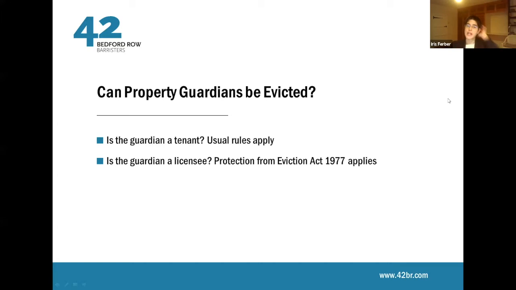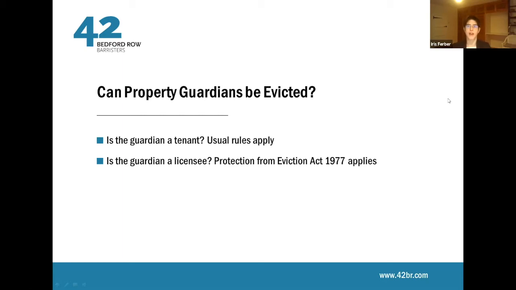If the guardian is a licensee, and remember, that doesn't depend on whether the freeholder or the guardian company is the correct landlord, that depends on the nature of the occupation. If the occupation is as a licensee, with no exclusive possession, and control by the guardian company of the day-to-day movements of the guardians, all of those things that Natalie talked about, then there is still some protection, but it's much more limited. It's simply the protection from Eviction Act 1977, which is the act that has those nice, neat, what we call Section 5 notices. It's a one-pager.